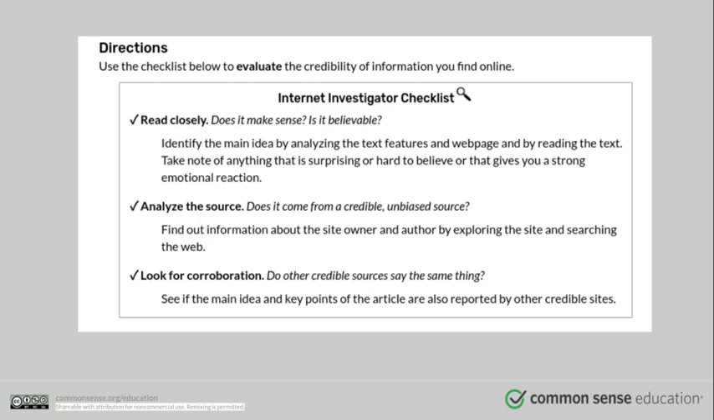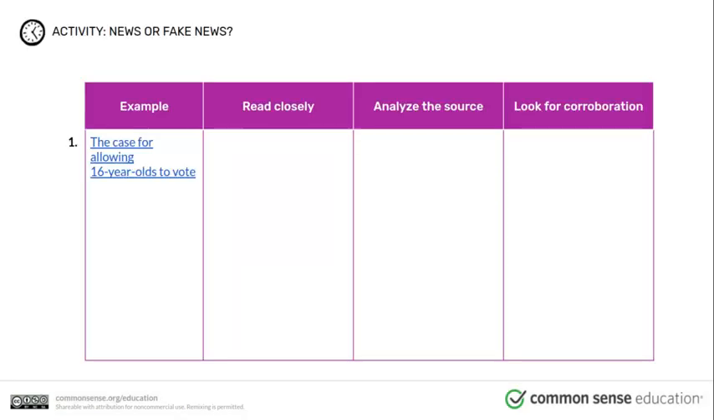Now, a table can help you work with an article. And what we've done here is created a table. We are going to, as an example, use a case for allowing 16-year-olds to vote. The first column is the example. That's where the article is located. The second column is read closely. We're going to put the information after we read closely in that column. We'll put the main idea. Then we're going to analyze the source and look for corroboration.